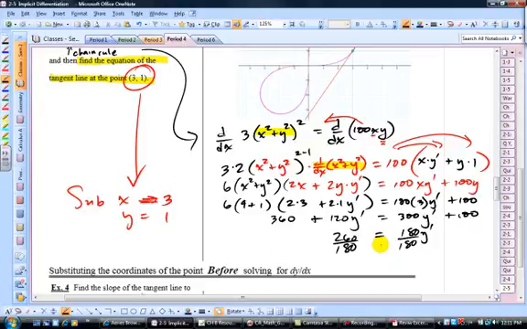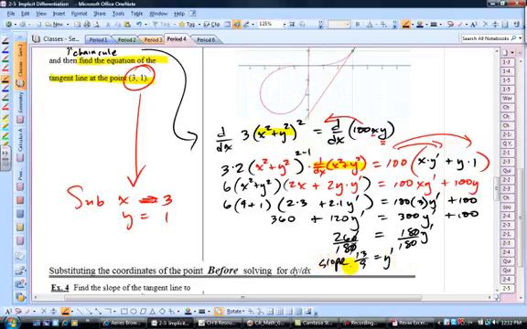Cancel out the trailing zeros. What's 26/18? 13/9. So we got 13/9 is equal to y prime. Guess what that represents? The slope of what? The slope of the tangent line. So there's your slope.